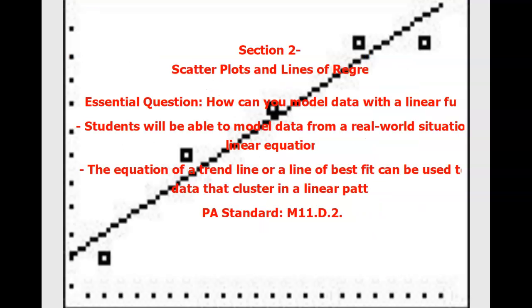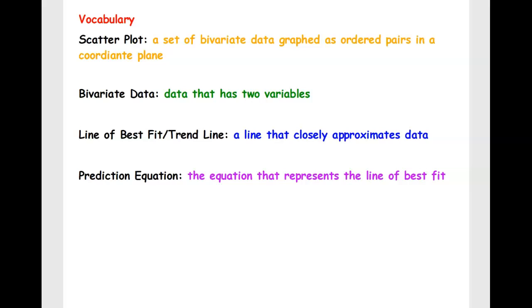So today we're going to continue looking at slope. We're going to continue to find slope, but now we're going to do that by creating our own line given a scatter plot of data. So a scatter plot is a set of bivariate data graphed as ordered pairs in a coordinate plane. Bivariate simply just means data in two variables. So it's bivariate data or data that has two variables graphed as an ordered pair.